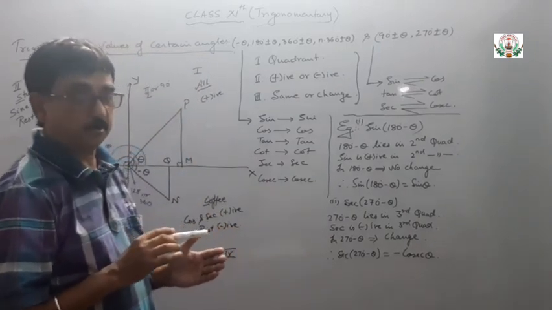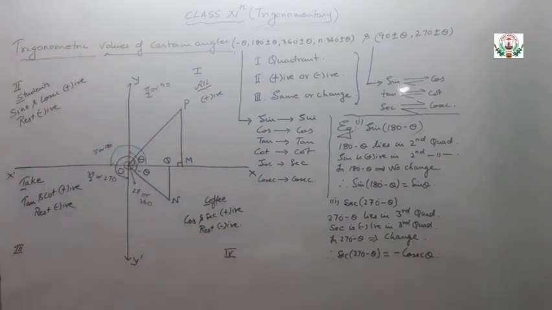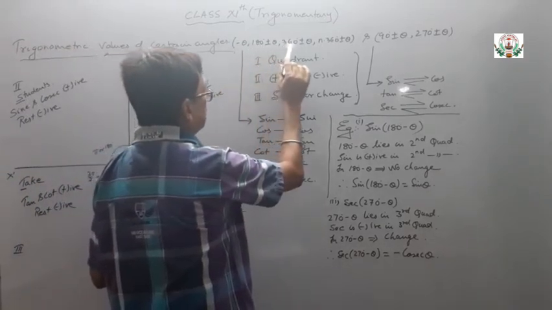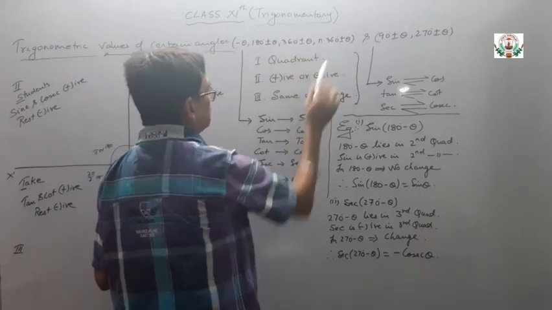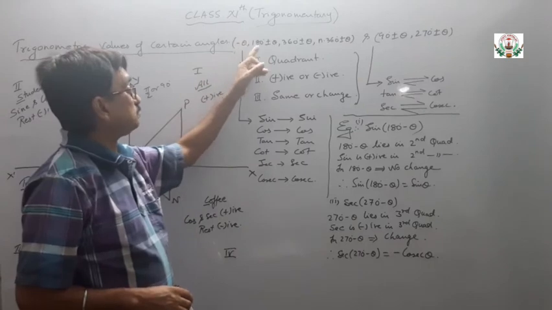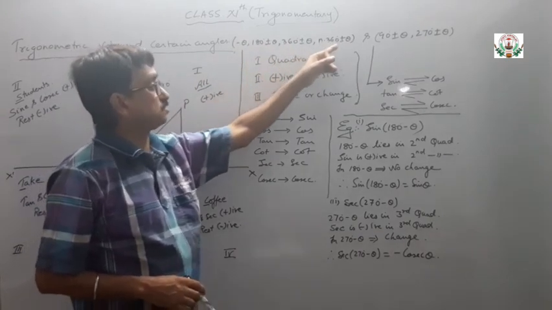3 points you have to remember. First you have to check the quadrant, second positive or negative, third same or change. So minus theta, 180 plus minus theta, 360 degree plus minus theta, n into 360 degree plus minus theta. In such cases, 1, 2, 3, 4, 5, 6, 7.